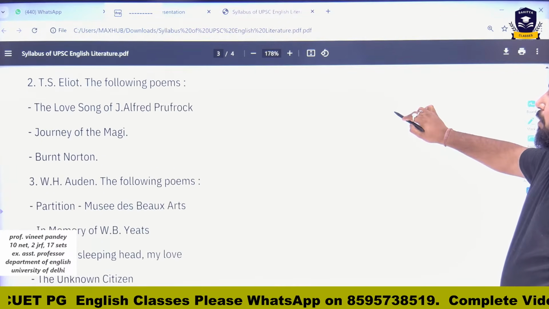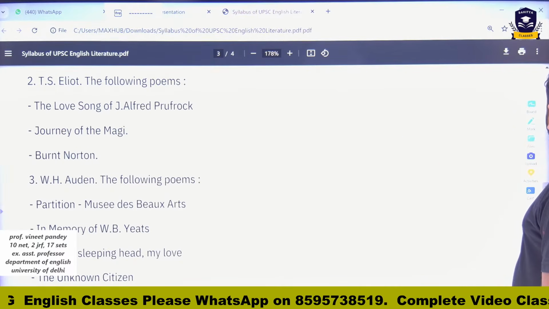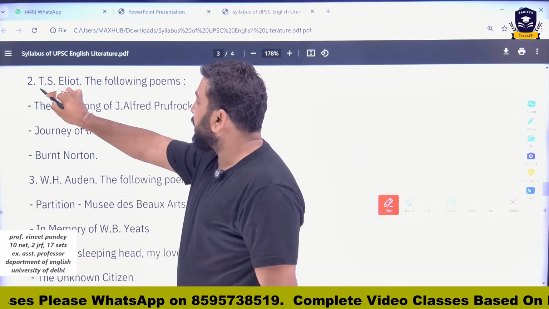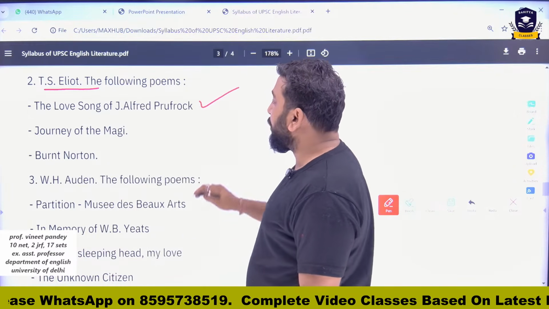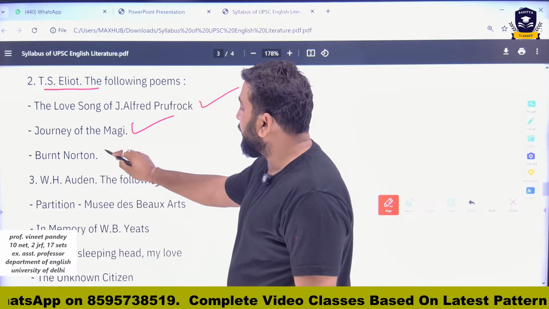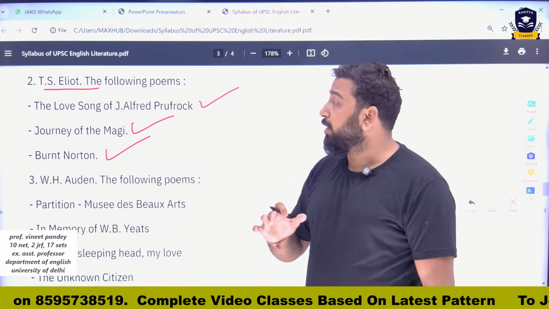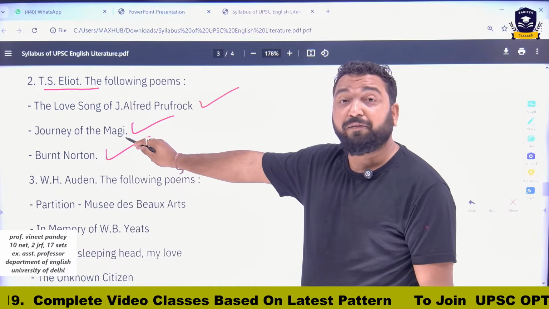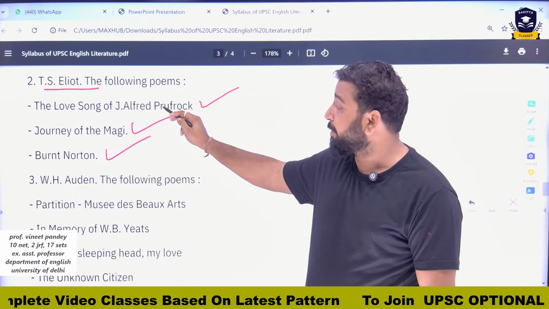Then we have one of the most complex authors, T.S. Eliot, an American writer who came to Britain. One of his toughest poetry, then the philosophical poetry, then religious poetry. We will read all these things in detail with hidden messages. Especially this one has a lot of hidden messages.